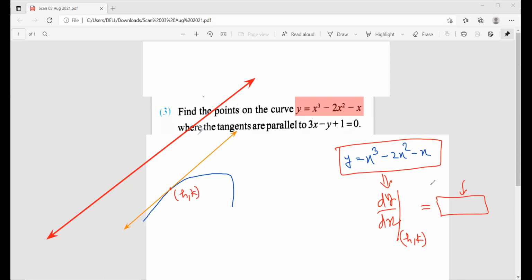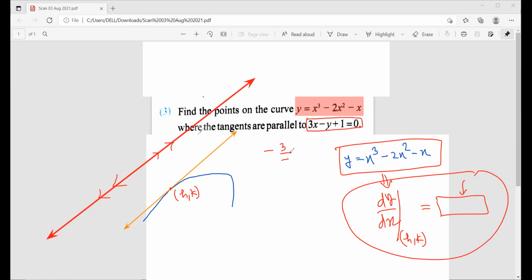See, you got the slope of the tangent at h comma k, but this slope is parallel to this given line. Hence, the slope of the tangent should be equal to the slope of this line, which is minus a by b. So minus of 3 upon minus 1, that is equal to 3. So this should be equal to 3. You will get one equation in h and k. Then you will substitute that in the equation of the curve. You will get the required value.